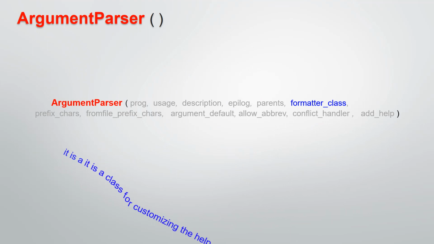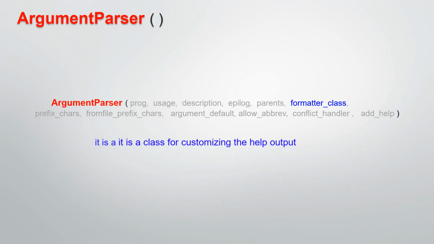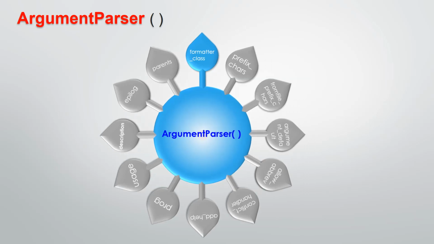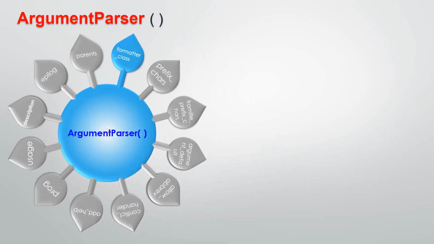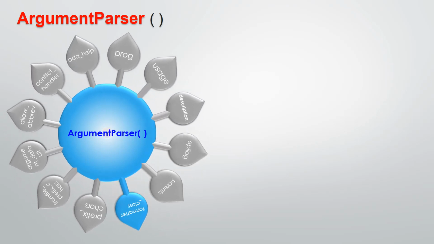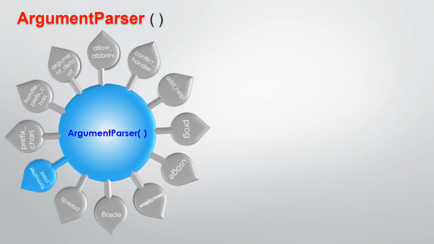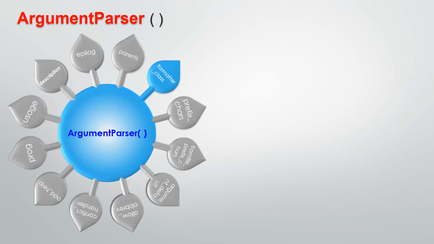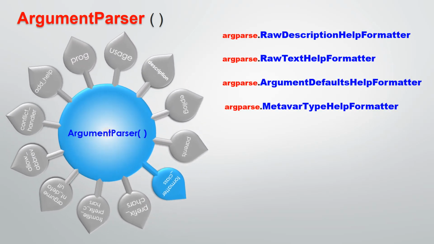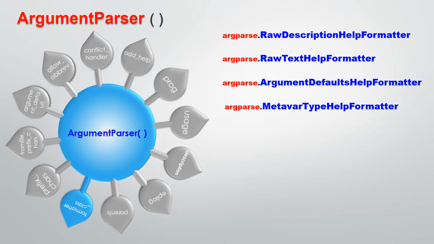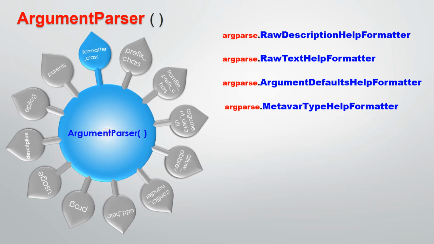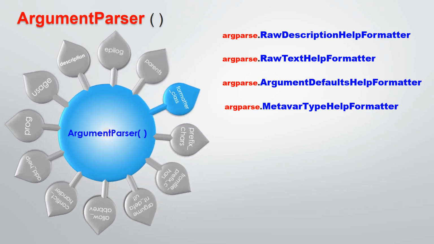Formatter class. It is a class for customizing the help output. The ArgumentParser object allows the help formatting to be customized by specifying an alternate formatting class. Currently there are 4 such classes: RawDescriptionHelpFormatter, RawTextHelpFormatter, ArgumentDefaultsHelpFormatter, and MetavarTypeHelpFormatter. We will see all these 4 formatters.